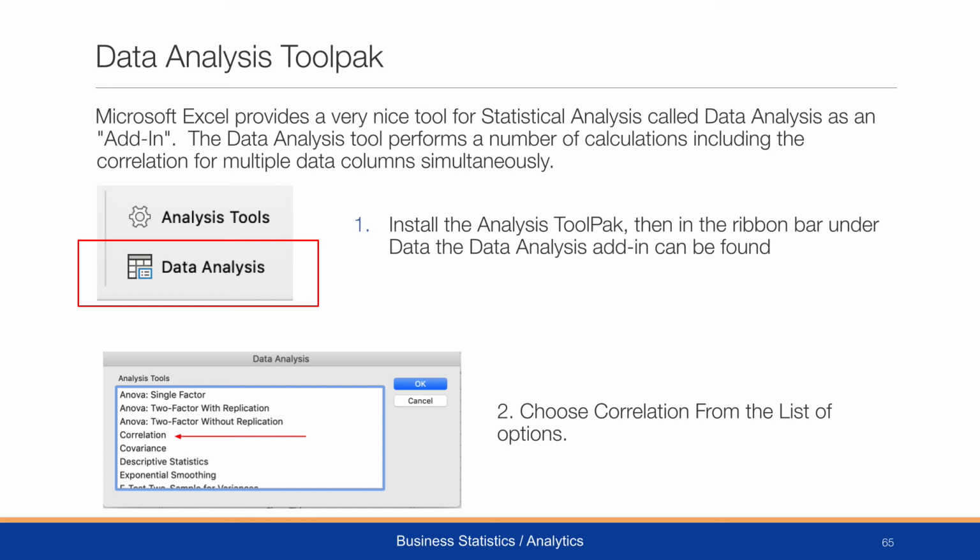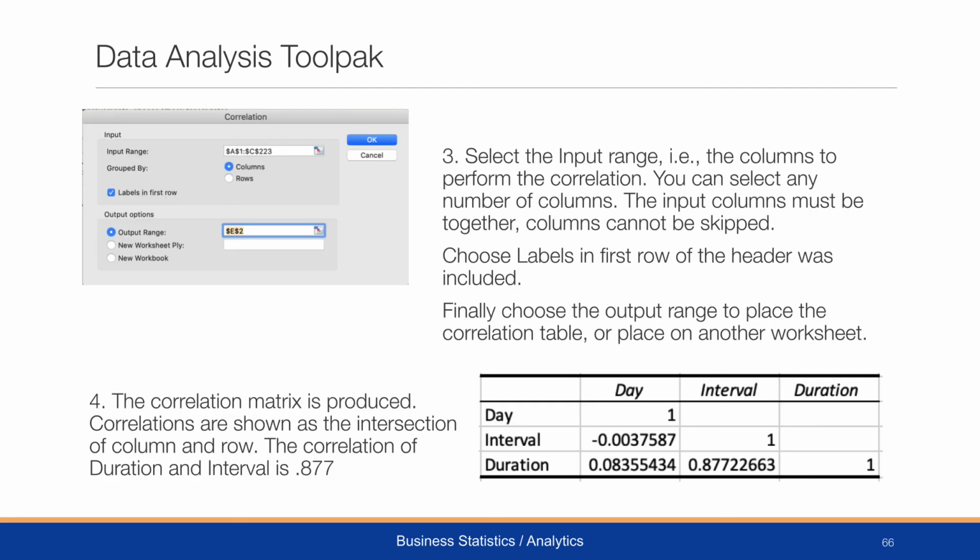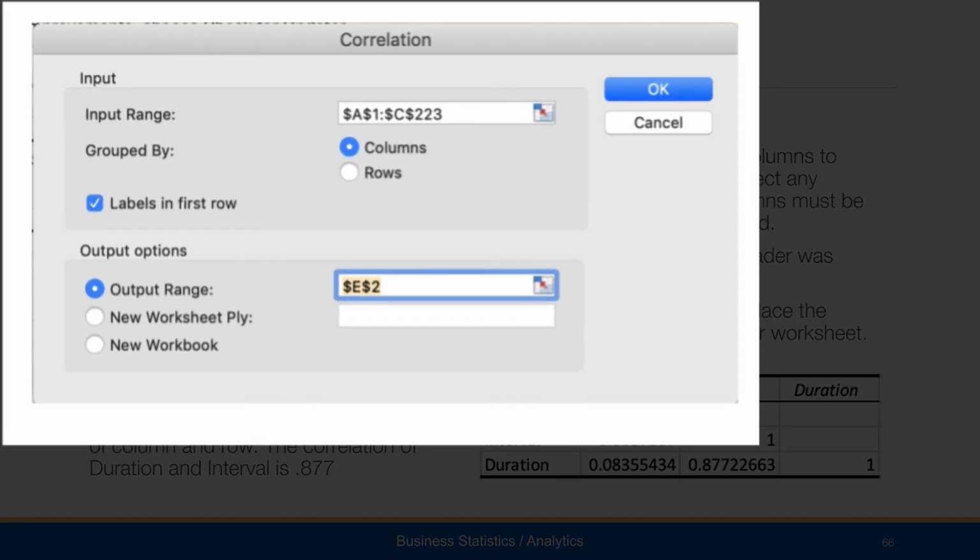We do have an easy way to compute this. Microsoft Excel provides a statistical analysis tool called the Data Analysis Add-in. In order to do that, you're going to have to install the Analysis ToolPak. And when you do, in the ribbon bar under Data, you'll see the Data Analysis Add-in. We'll choose Correlation from the list of options. Then we'll select the input range of the columns to perform the correlation.